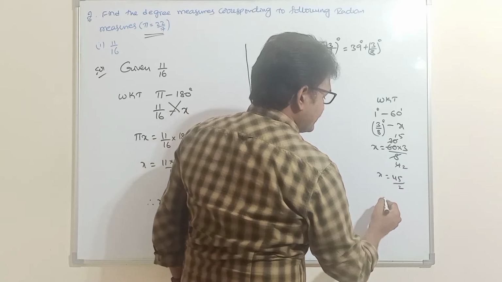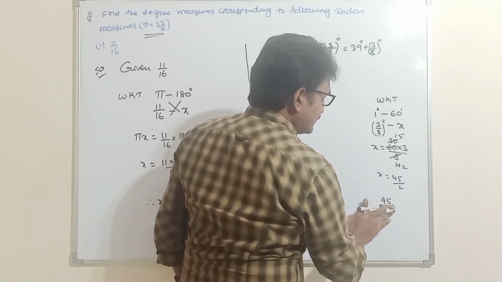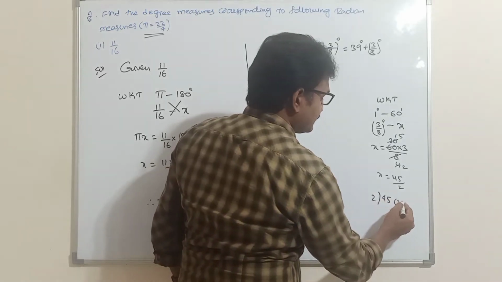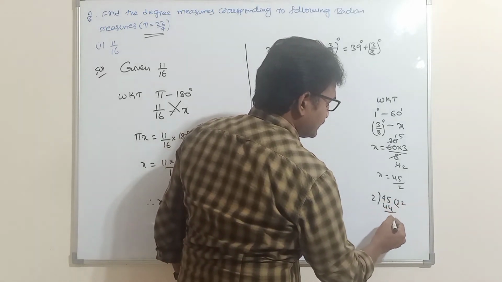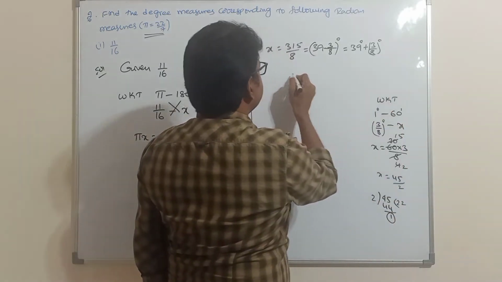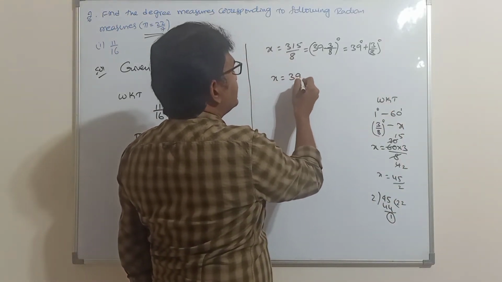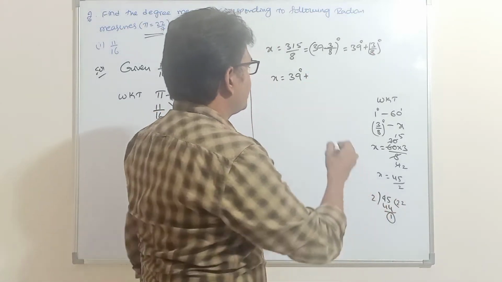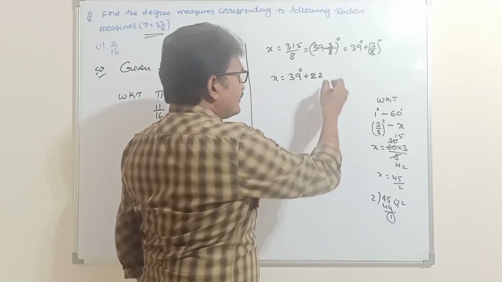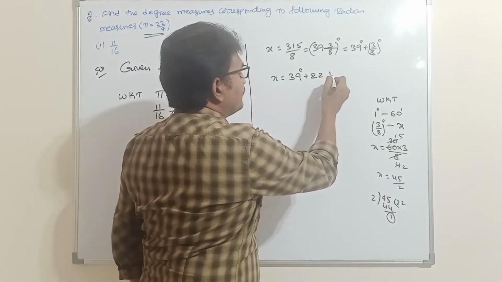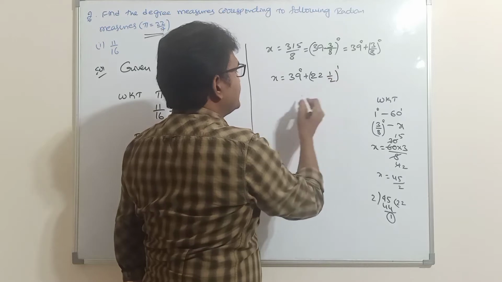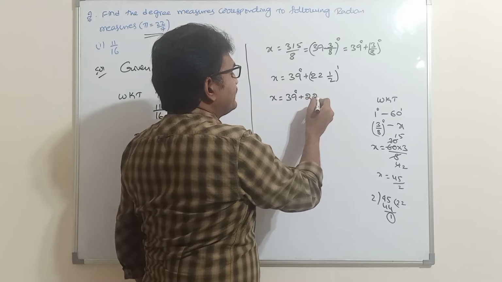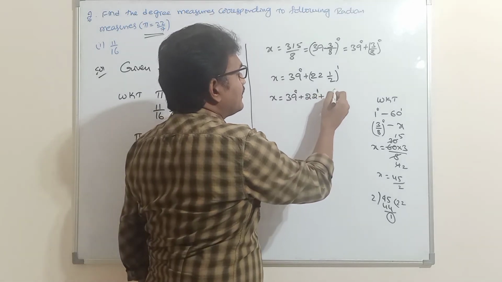Divide 45 with 2. 2 22s are 44. Then remainder is 1. So x is equal to 22 degrees plus 1 by 2 degrees. That means x is equal to 22 minutes plus half minute.